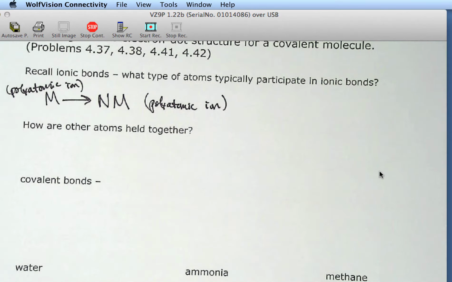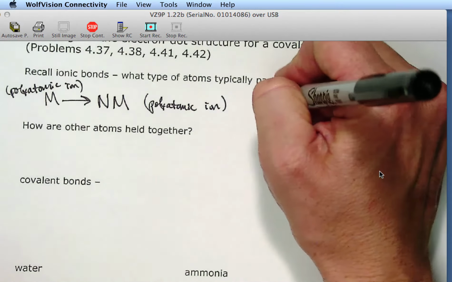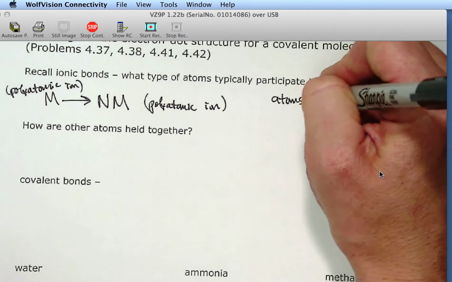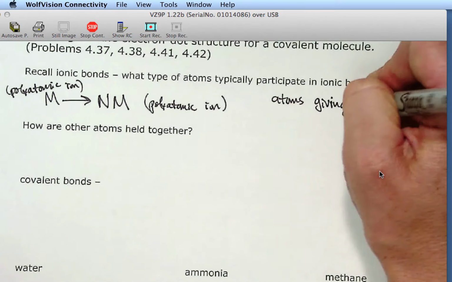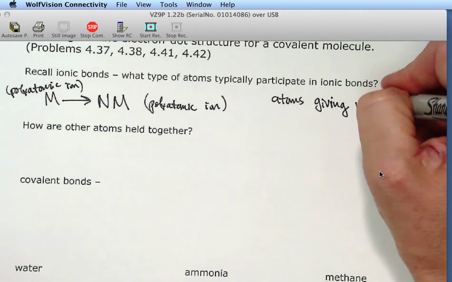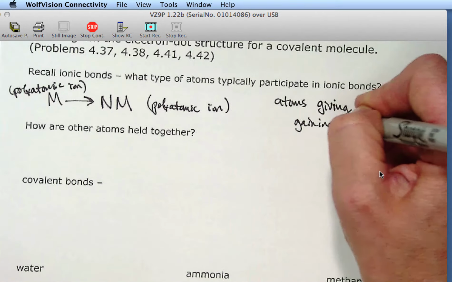So remember, with ionic bonds, atoms gain or lose electrons. So you have atoms giving up or gaining electrons.